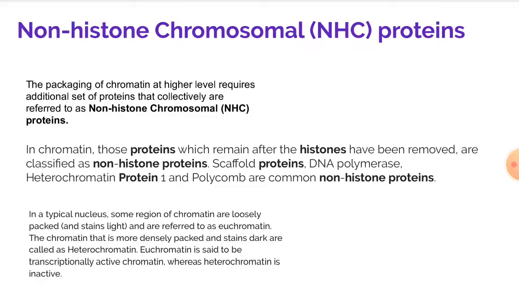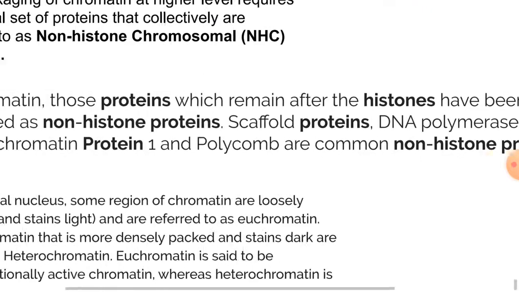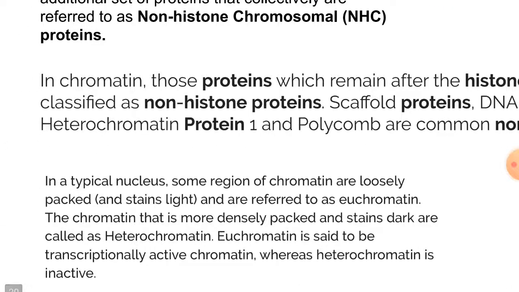And chromatin can be heterochromatin and euchromatin. In a typical nucleus, there are some regions of chromatin which are loosely packed and stain lighter in color. They are known as euchromatin, and euchromatin is transcriptionally active chromatin because it is loosely packed, whereas there are certain parts which are darkly staining, and that is known as heterochromatin, and this heterochromatin is inactive.